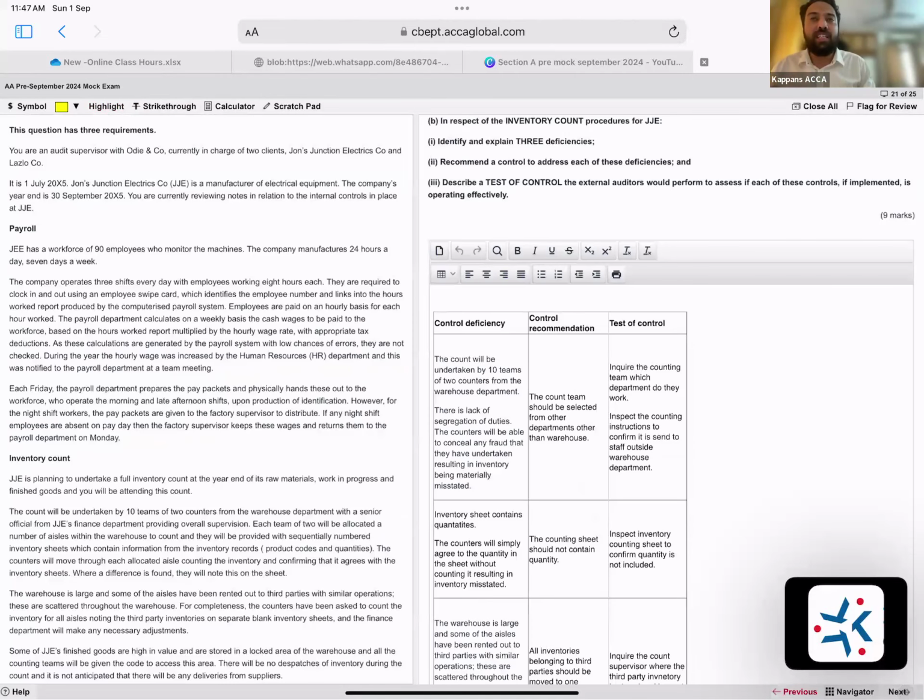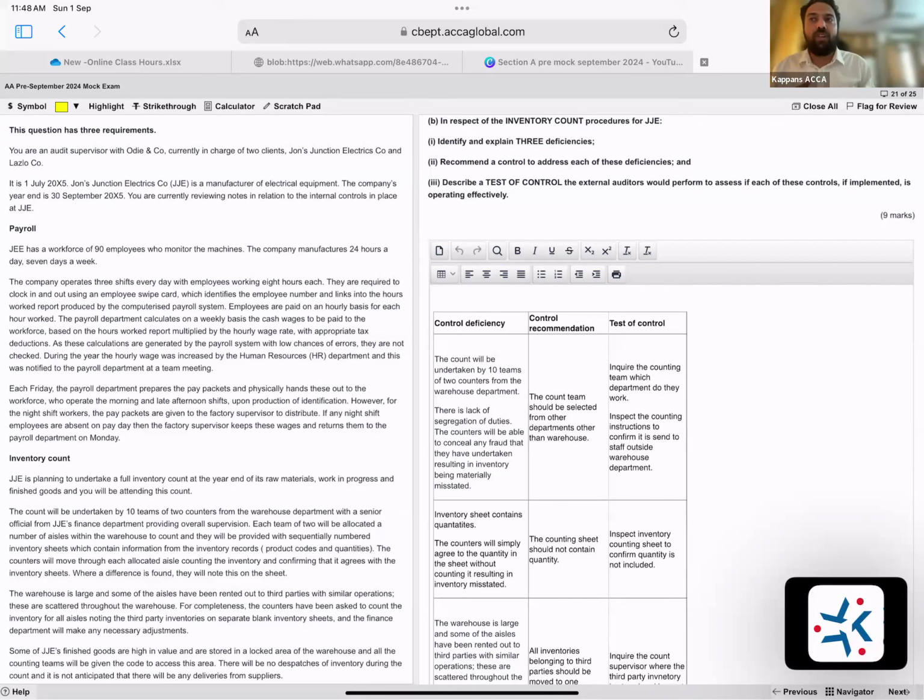Now moving on to the next question, question number 21. The B question is asking you to, in respect of inventory count procedures for JJE, identify and explain 3 deficiencies, recommend a control to address each of these deficiencies, and describe a test of control.